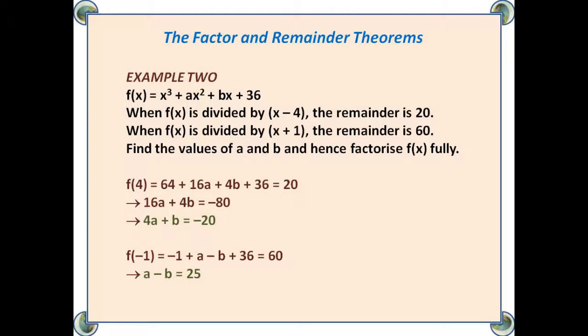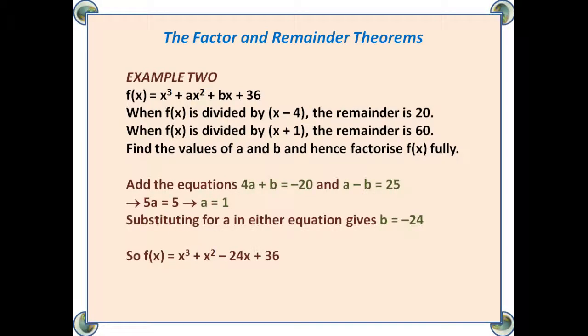If we work out f of 4, which has a value of 20, we discover that 64 plus 16a plus 4b plus 36 is 20, which simplifies to 4a plus b is minus 20. And similarly, when we do f of minus 1, we get minus 1 plus a minus b plus 36 equals 60, which simplifies to a minus b equals 25. We can add these equations together, and we get that 5a equals 5, and therefore a is 1. And if we substitute that value in either equation, we get b as minus 24.